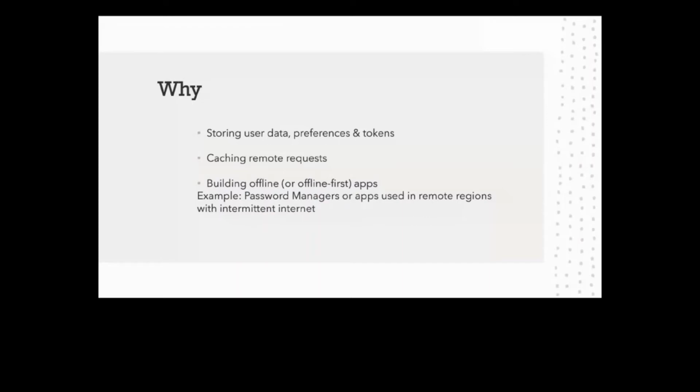Also, another example is apps that are used in remote regions with intermittent internet. You may want the user to enter all the information, and then it will do the syncing when the user gets internet. So when they get internet, the data will be synced. For example, when they fill forms, they are saved in local storage, and when internet is detected by your app, it will just synchronize.